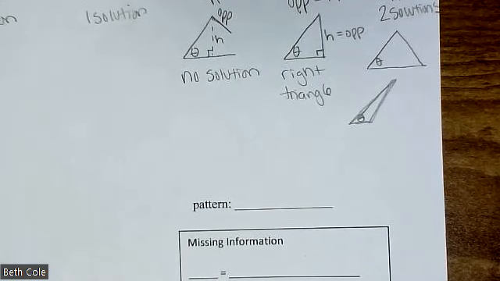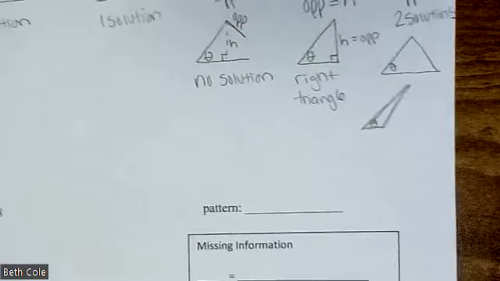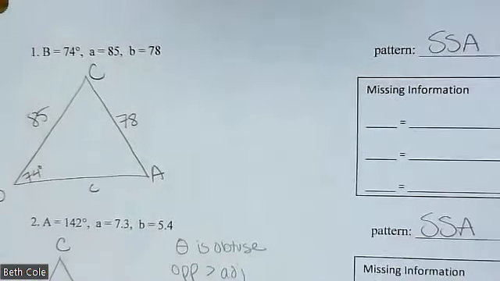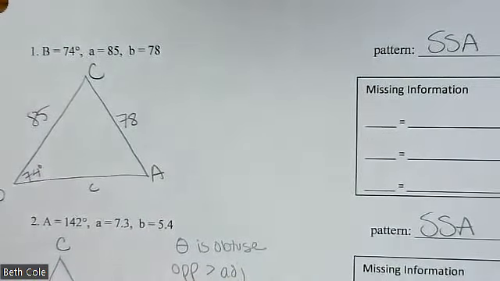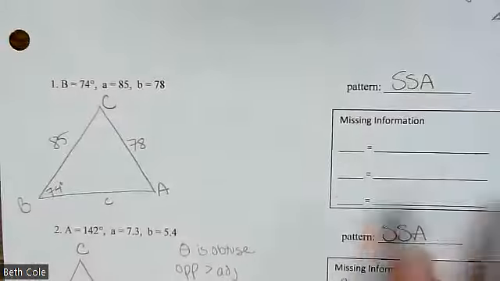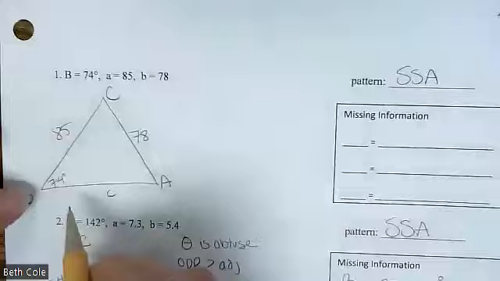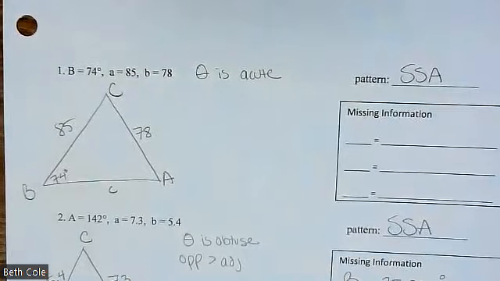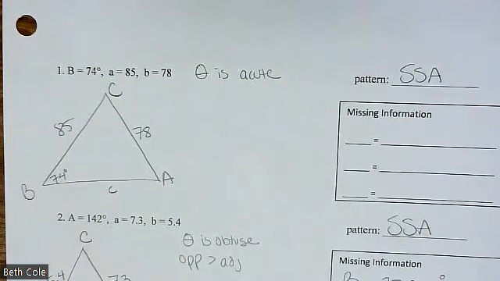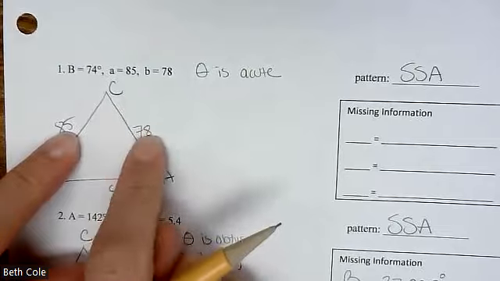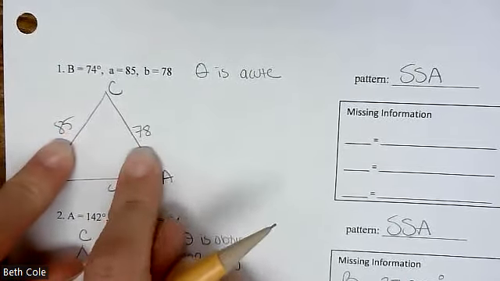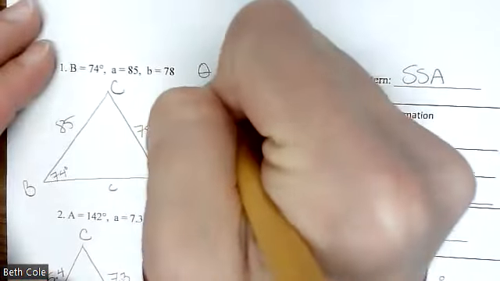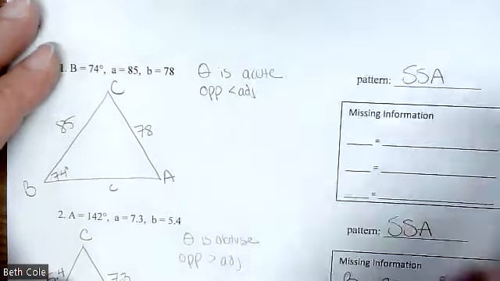So let's look at number 1 there. We already drew it. We can see it's side-side angle. Again, for today, they all are side-side angle. And so when you see side-side angle, that triggers in your head, okay, I need to do this analysis. 74 degrees is acute. So theta is acute. And then you compare the opposite and the adjacent. So the opposite is 78, the adjacent's 85. Opposite is what compared to the adjacent? Smaller. So opposite is smaller than adjacent.